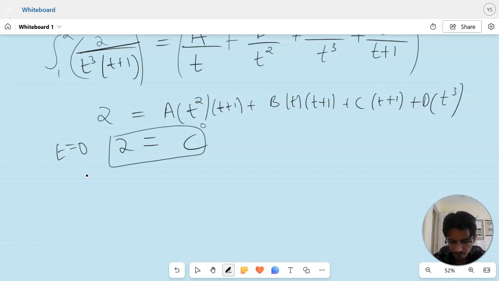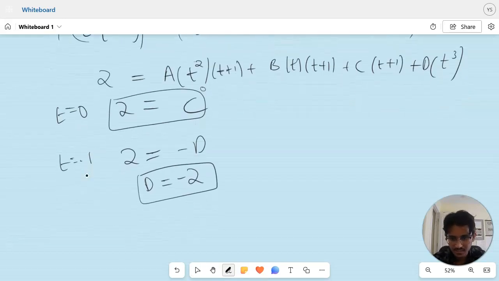Okay? Let's set T equals -1. 2 is going to be equal to -1 squared, that's going to make it 0. That's going to make the whole thing 0. This is going to make it -D. So our D value is negative. D equals -2.